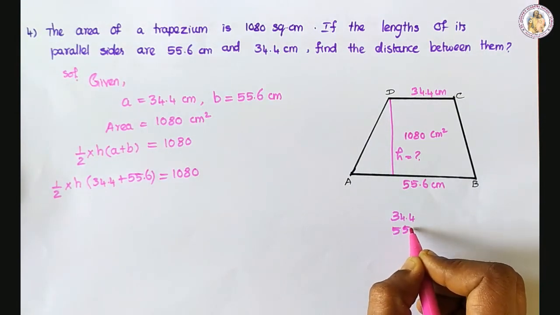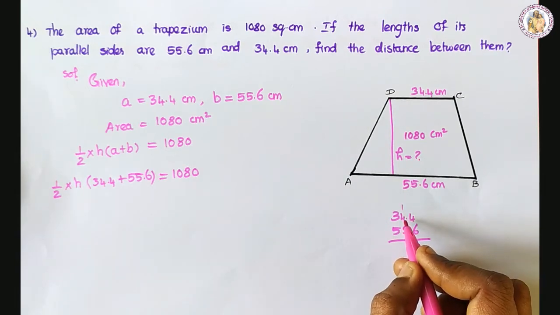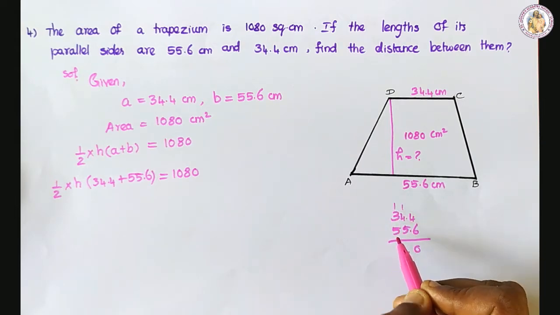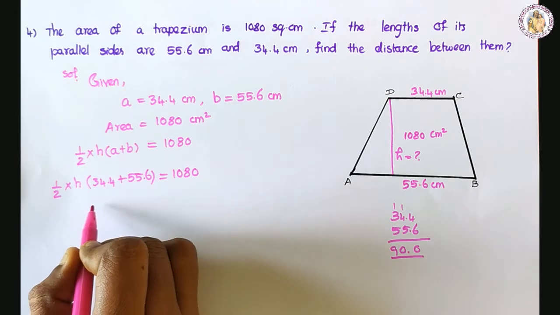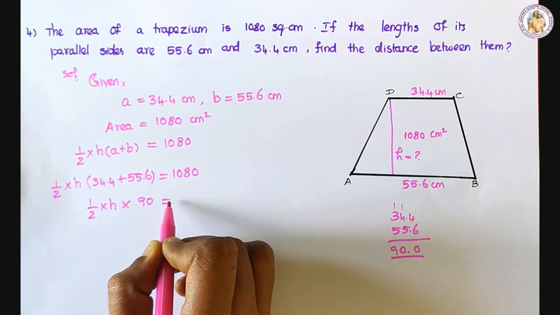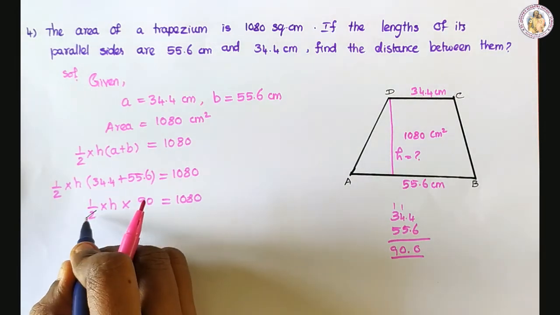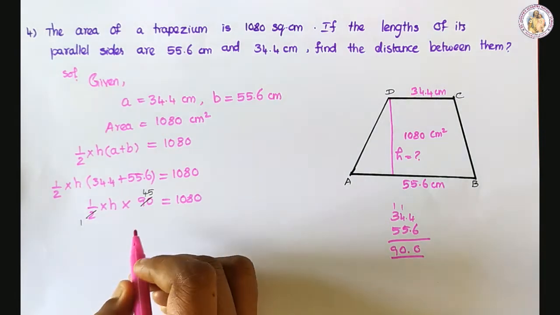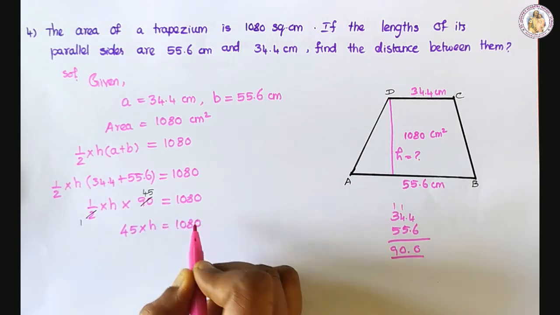Now add these values. 34.4, 55.6. 4 plus 6, 10, carry over 1. 1 plus 4, 5. 5 plus 5, 10, carry over 1. 1 plus 3, 4. 4 plus 5, 9. So 1 by 2 into h into 90 equal to 1080. Now the cancellation, 2 1 is 2, 45 2s are 90. So 45 into h equal to 1080.